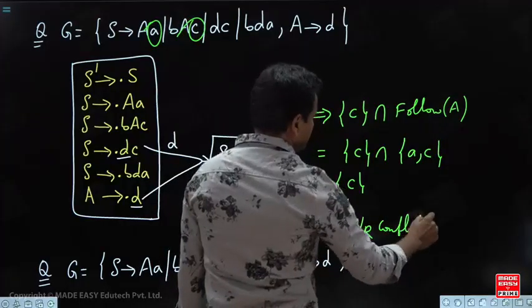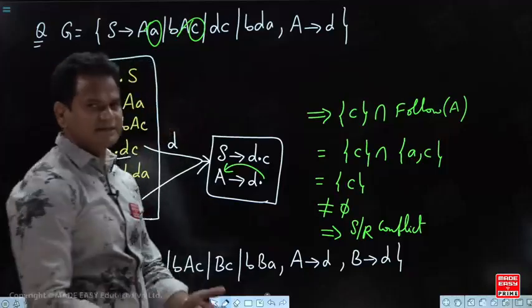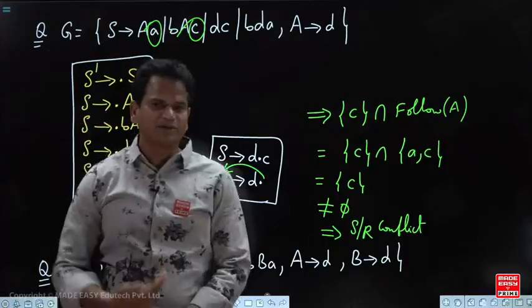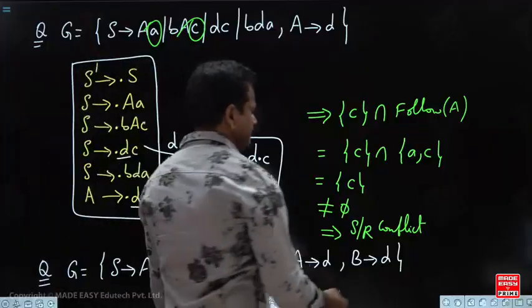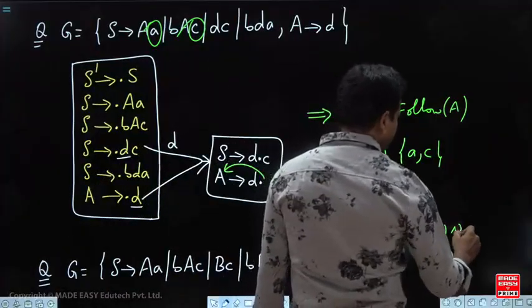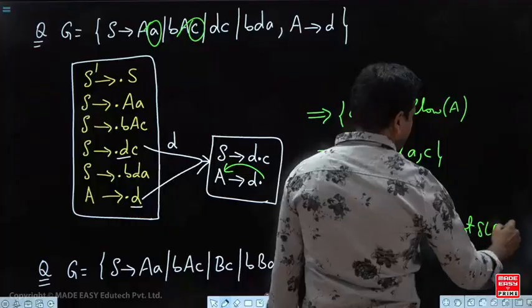They can ask you, the following grammar is not SLR of 1 because it has A. Shift reduce conflict, B. Reduce conflict, C. Both, and D. None. They can ask you like this also. Implies not SLR of 1.